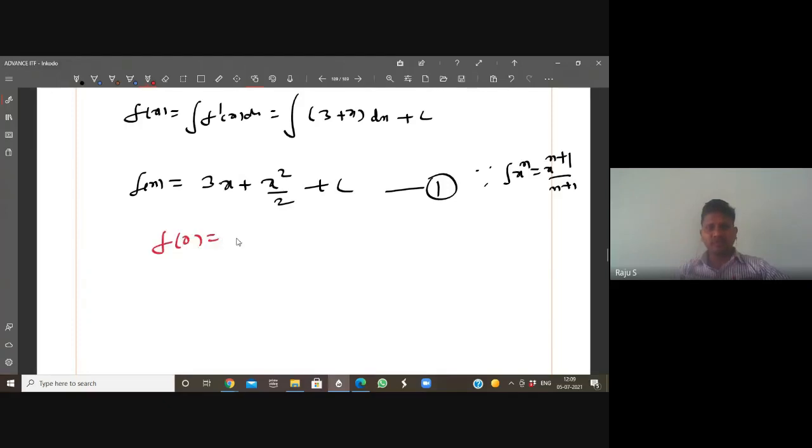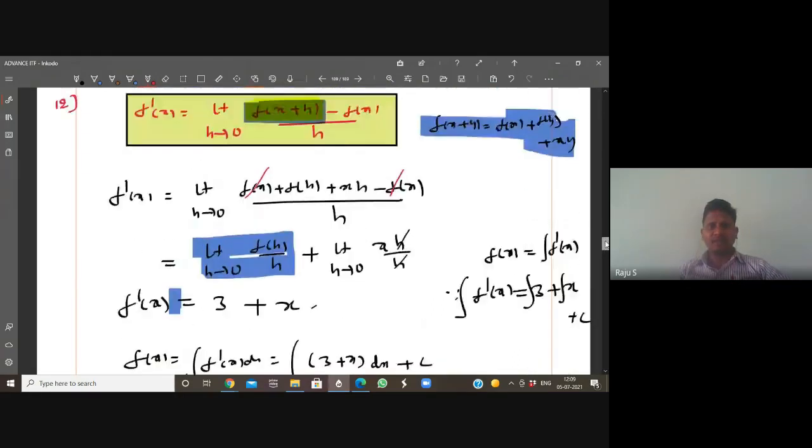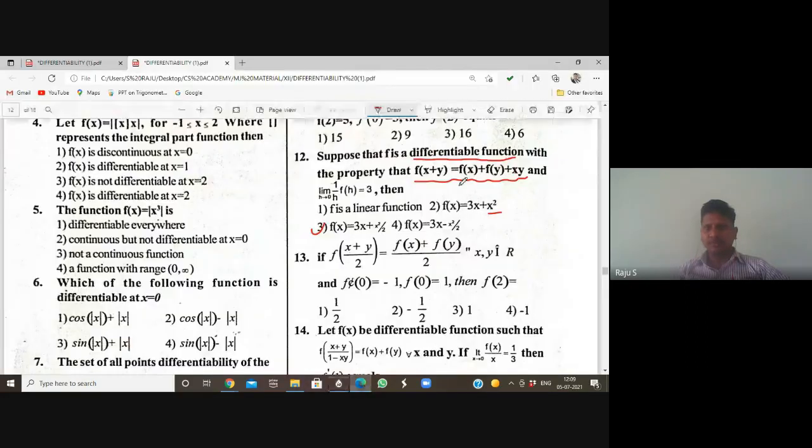So f(0): when x is 0, 3 into 0 plus 0 by 2 is 0. So c is equal to f(0). What is f(0), student? That is the reason I said first we have to find it from the given function. Substitute 0 directly, x = 0 and y = 0. So finally f(0) is equal to f(0) + f(0), which is 2 f(0).